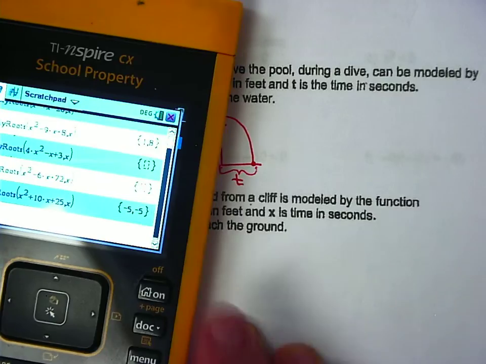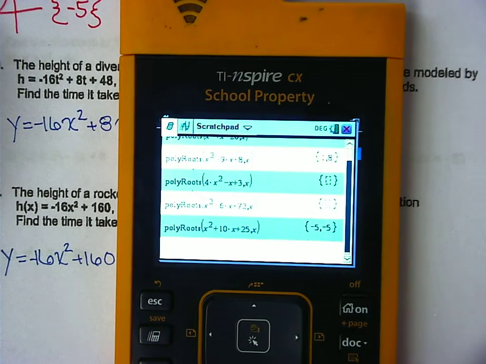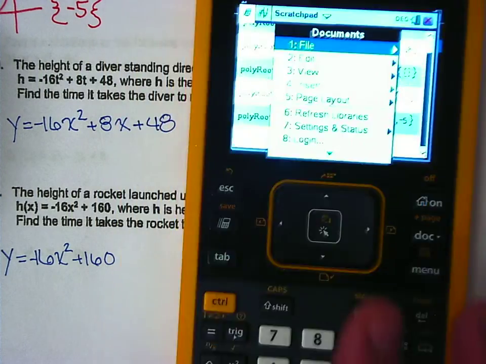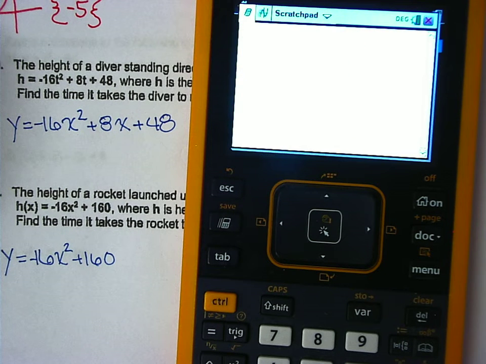Let's go ahead and clear out our calculator. By the way, if you're in Scratchpad and you have a lot of work you want to clear out, if you just press the doc button and then letter B right afterwards, press enter, it'll clear everything out for you. Or you don't press enter, just doc B and it'll clear everything out.